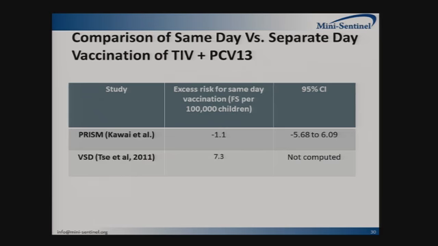Next, we compare the same-day versus separate-day vaccination of TIV plus PCV13 in the PRISM and the prior 2010-2011 VSD study. In the PRISM study results that I just presented, we found that same-day vaccination was associated with approximately 1.1 per 100,000 children fewer febrile seizures, while the VSD study found or suggested that there were 7.3 excess cases per 100,000 children vaccinated with same-day TIV and PCV13 vaccination. However, no statistical test was done.